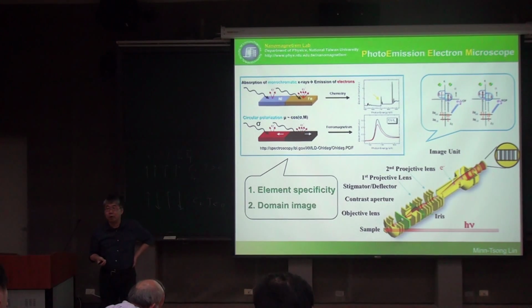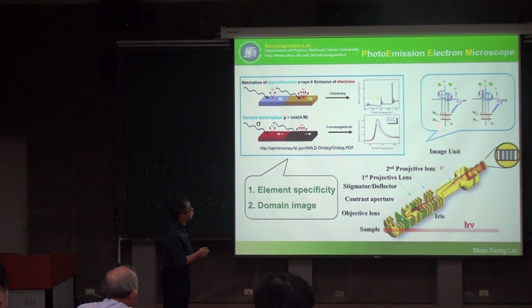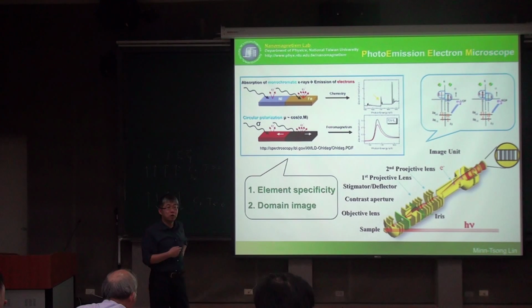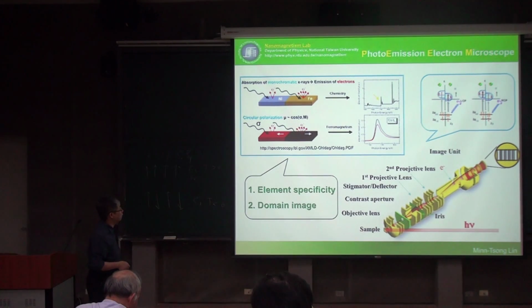Because a different element has a different binding energy, a different core-level energy, you can go, for example, from this one to this one. This indicates a different material, so you can choose a different energy here to get the information of the element you like to focus on. So combine these both.